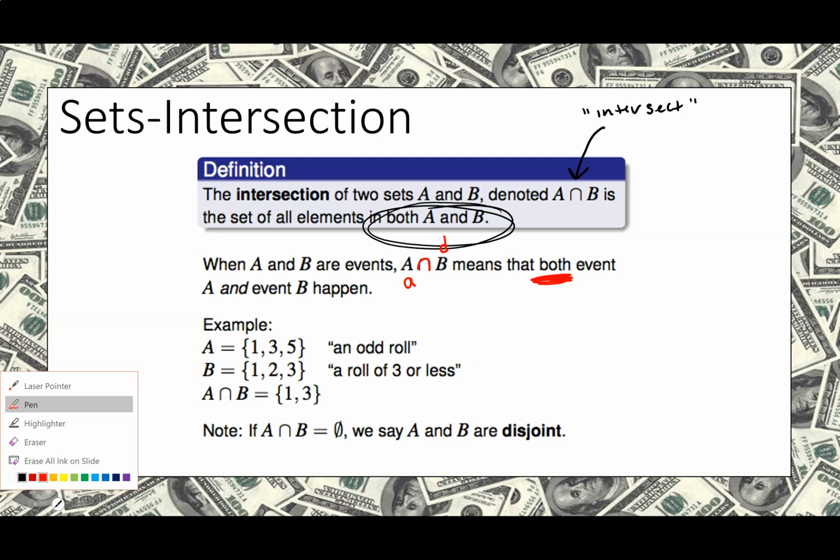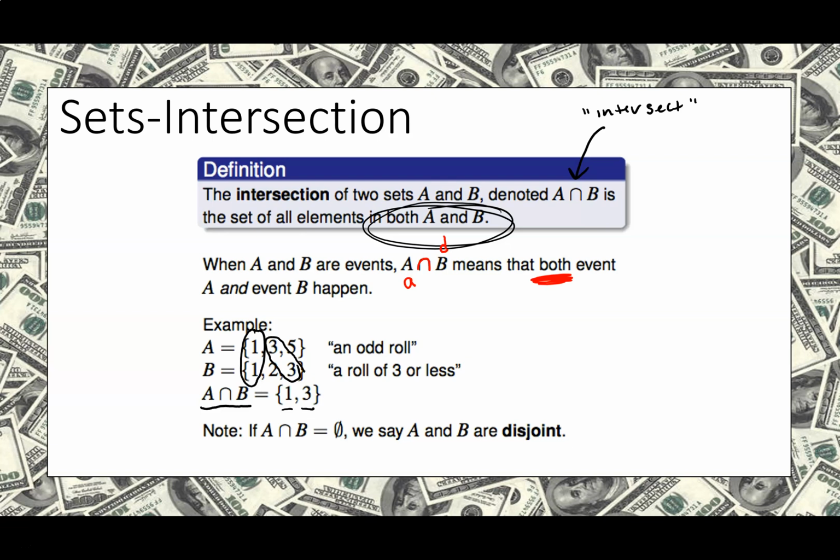All right, let's go ahead and do this problem. So if I want A intersect B, it has to be in both. Well, which numbers are in both? It looks like we have a 1 that's in both, and we've got a 3, and that's it. So 1 and 3 are the only two numbers in our set.